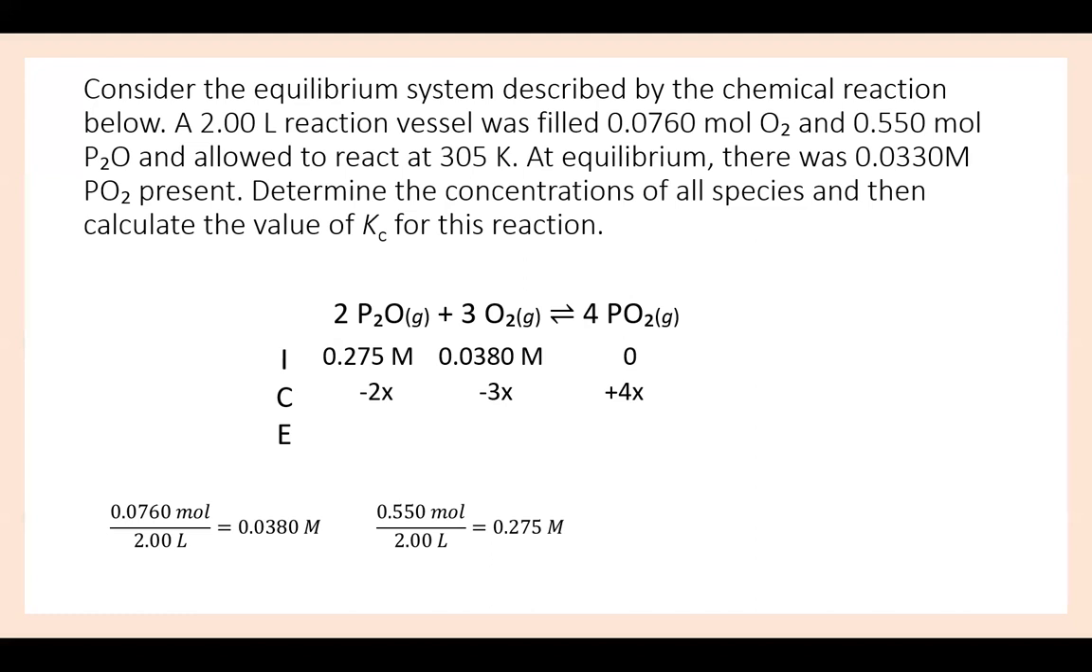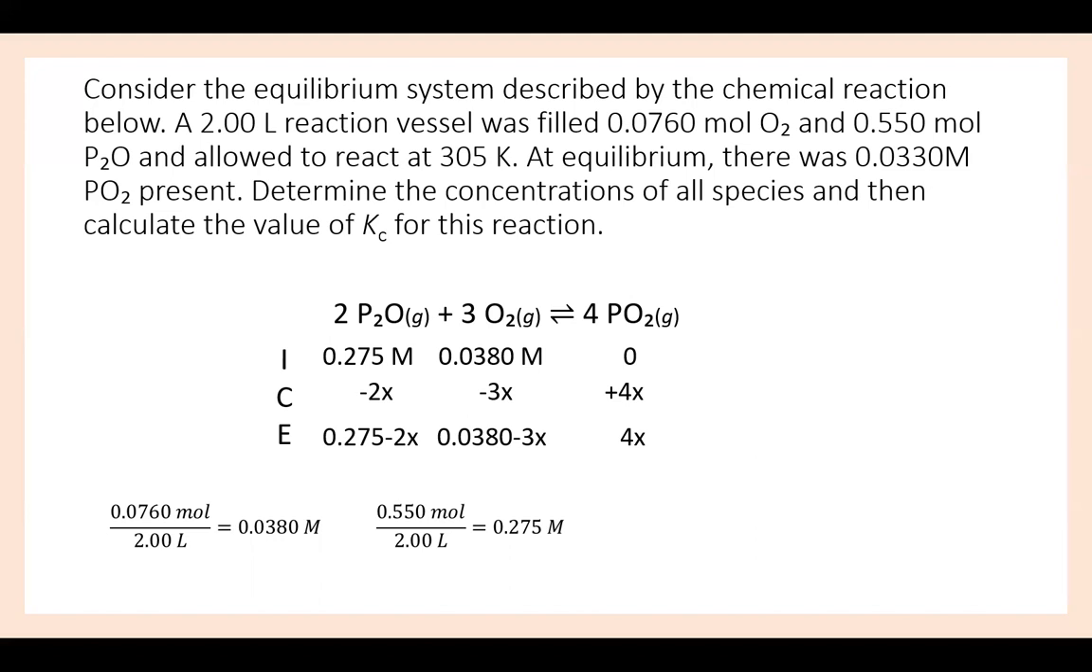Then, to write the equilibrium concentrations, we add lines I plus C. So the equilibrium concentrations are 0.275 minus 2x, 0.0380 minus 3x, and 4x.